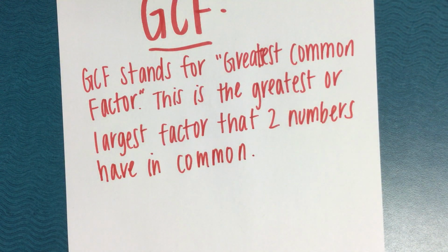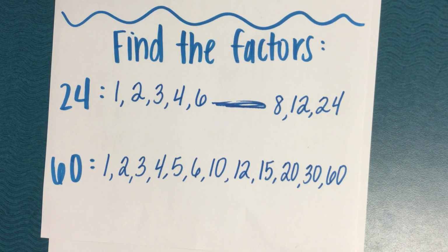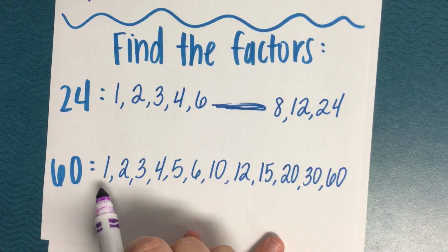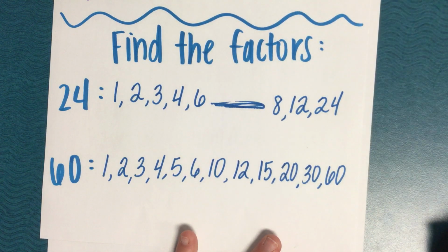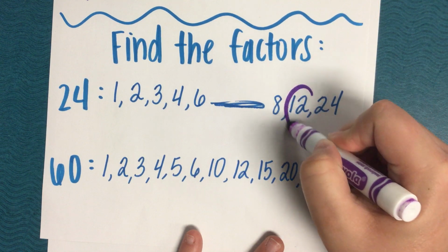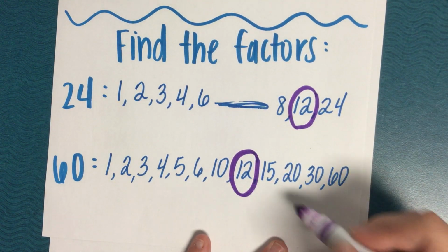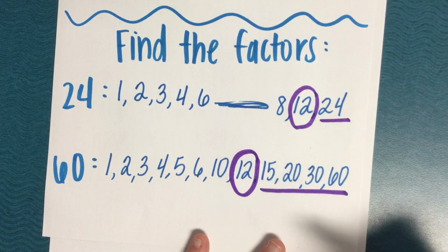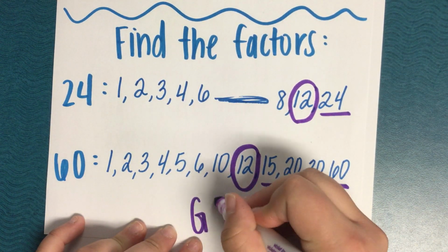Okay, so if we look back at the 24 and 60 and we found the factors of 24 and of 60, what number is the largest that the two of them have in common? So I'm going to look through them. Well, they have 1 and they have 2 and they have 3 and they have 4. They also have 6, but those aren't the largest numbers that they have in common. If you look over here, you can see that 12 appears both in 24 and 60, and then none of these numbers are in common between the two. Okay, so 12 would be our GCF for 24 and 60.